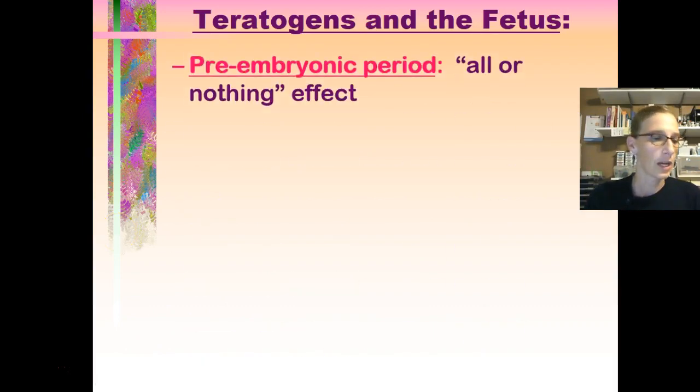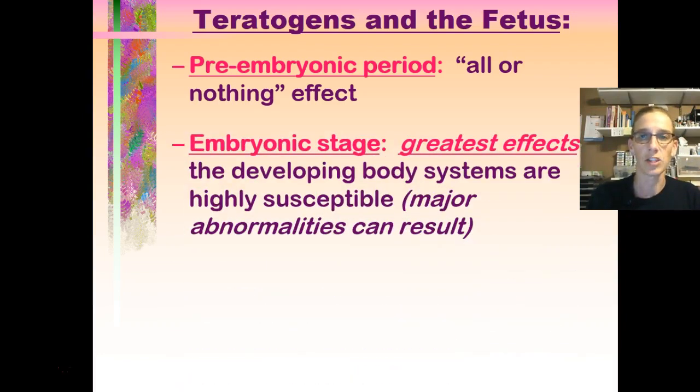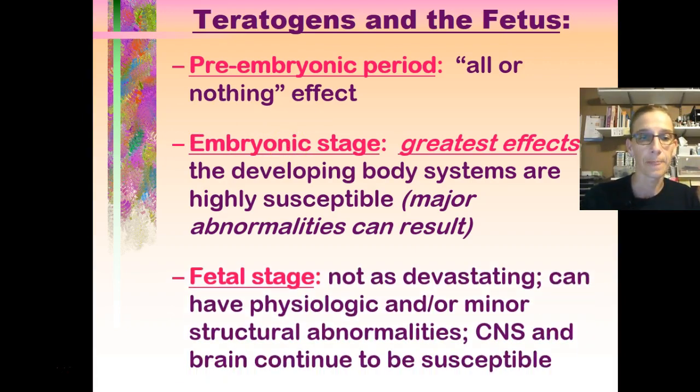All right, the pre-embryonic period is an all or nothing effect. This is teratogens affecting the fetus. The embryonic stage has the greatest effects. The developing body systems are highly susceptible. This is when major anomalies or abnormalities can occur. And hopefully you recall what we discussed today as what was considered the pre-embryonic stage and what is considered the embryonic stage. So the embryonic stage was the 2nd to the 8th week.